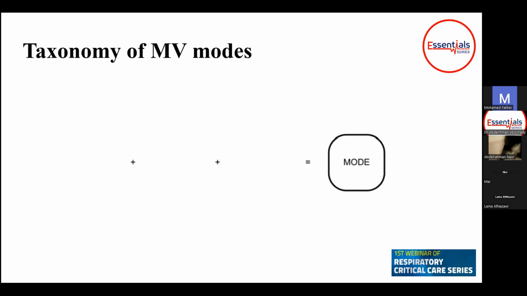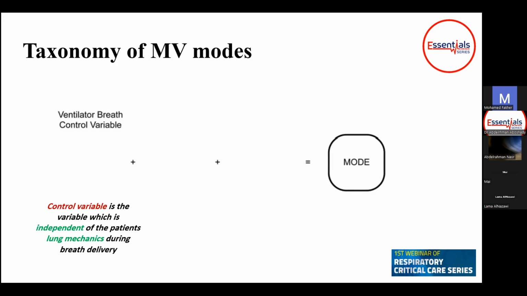So the classification of mechanical ventilation modes, or the taxonomy of mechanical ventilation modes, is composed of three components. The first is the ventilator control variable. What is the control variable? It is the variable which is independent of the patient lung mechanics. So this is the variable that the doctor or the RT sets in the ventilation, and it's not affected by any change of the lung mechanics.